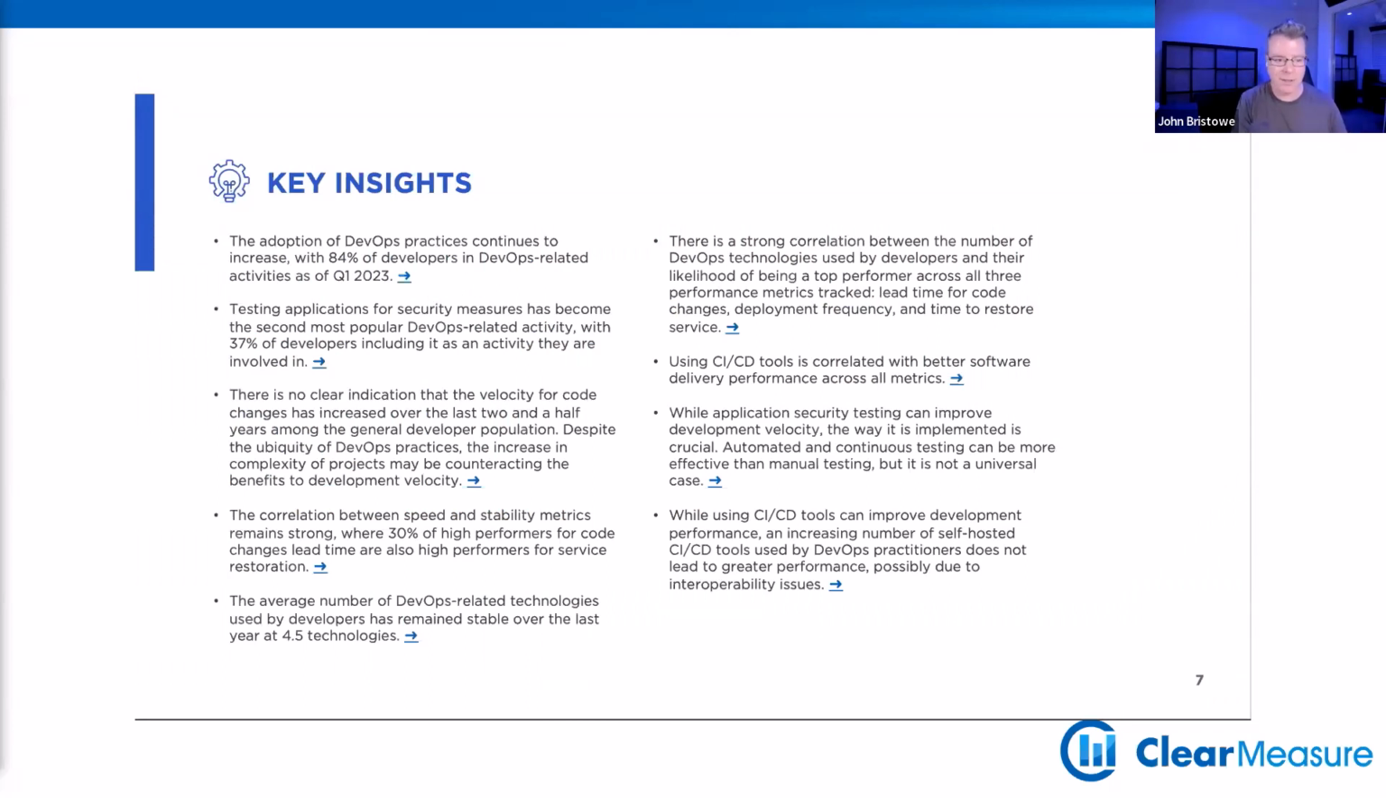In the second column there, it says there's a strong correlation between the number of DevOps technologies used by developers and their likelihood of being a top performer across all three performance metrics. What that means is if you use more tools and you're using them in a process-based way with DevOps in mind, you tend to be a higher performing team. Now, that may be a little bit of a disconnect for some folks because they're like, well, wait, more tools means more complexity. Not necessarily.